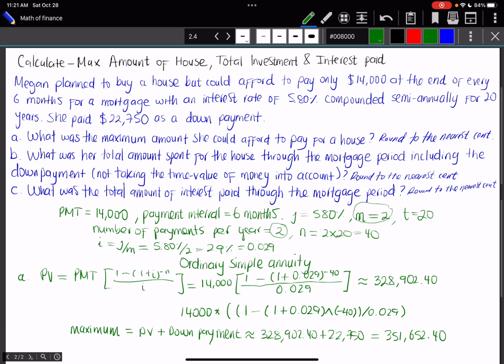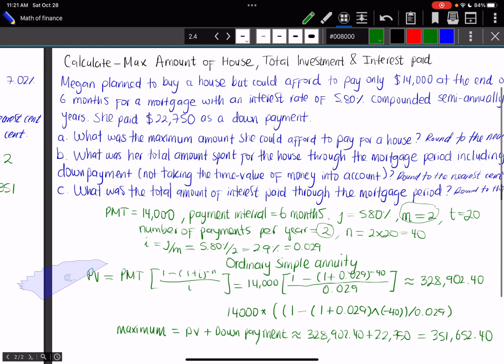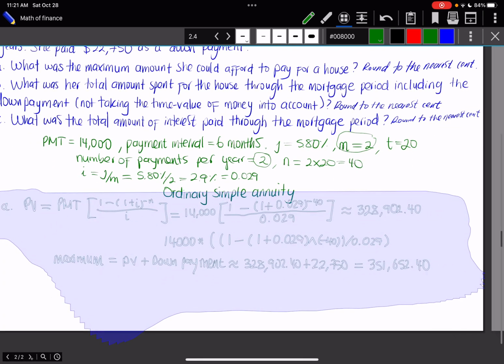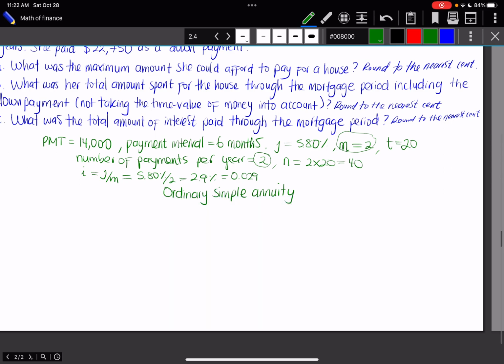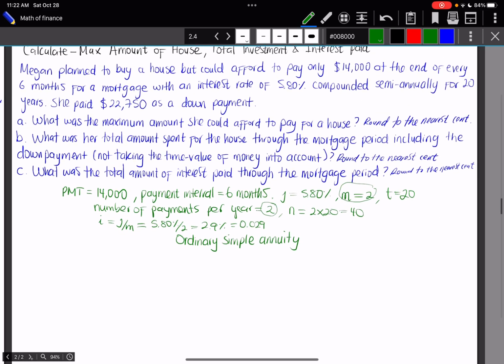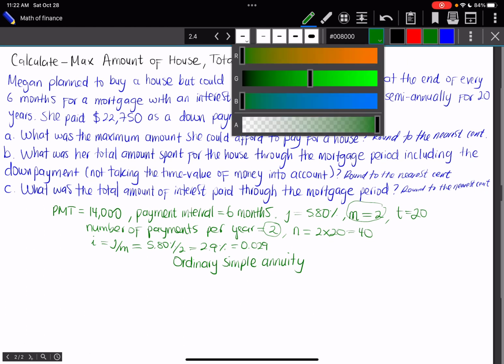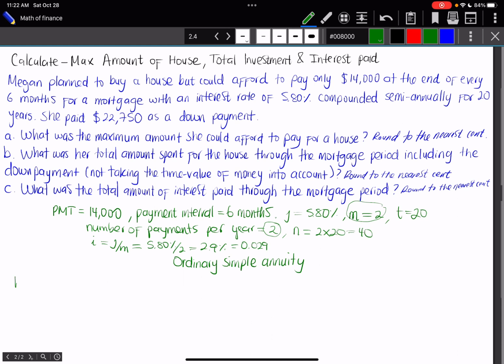Okay. Now let's move on to part B. So I'm going to erase here. Let's erase what we did so we can move on and work on part B.